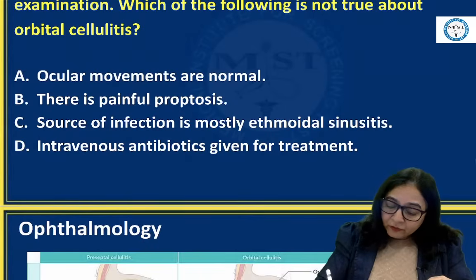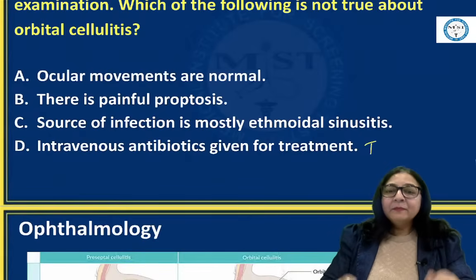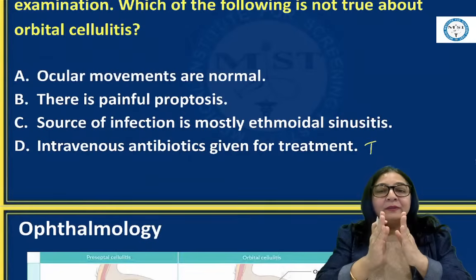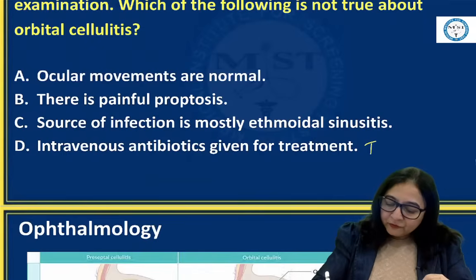So this is a true statement. Source of infection is mostly ethmoidal sinusitis because of the proximity of the orbit with the ethmoid sinus and the thin wall of the ethmoid sinus. So this is also correct.